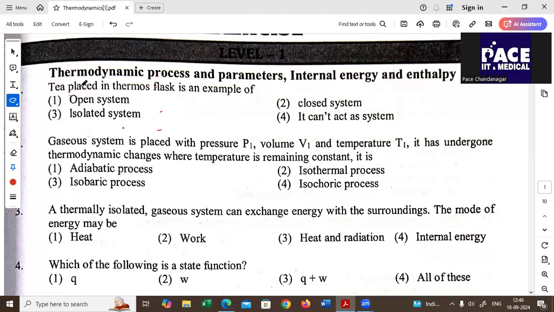Yes, Rachel. So let's do some questions based on these things now. Try to relate the theory you have learned to these questions, right? Now, thermodynamic processes and parameters, internal energy, enthalpy, all that is related to these things, right?